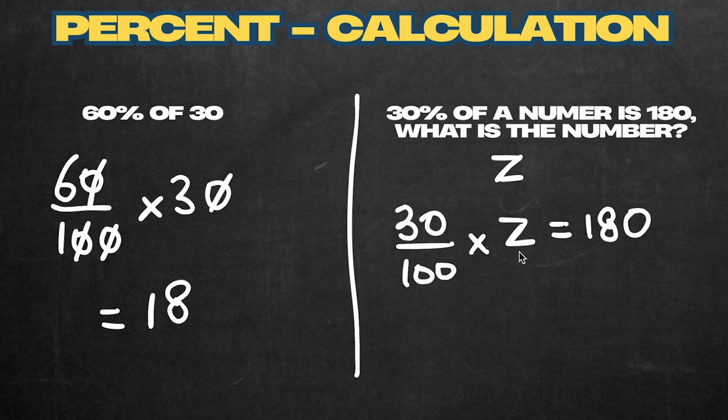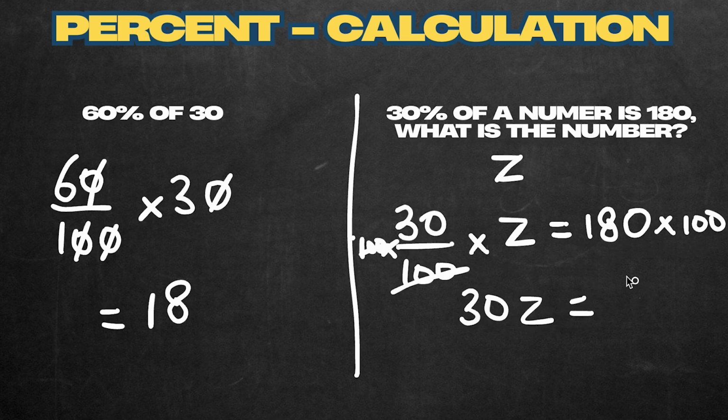Let's use the reduction method, because as I recall, it is the simplest way to look at it. No logic needed. Let's just look at the algebra reduction method. There is a 100 in the denominator, so I will multiply both sides with 100. There will be 1 times 100 here, and 30 times 100 here. This 100 will cancel this 100, so it will become 30Z equals 18,000.